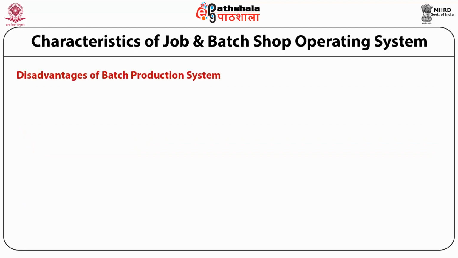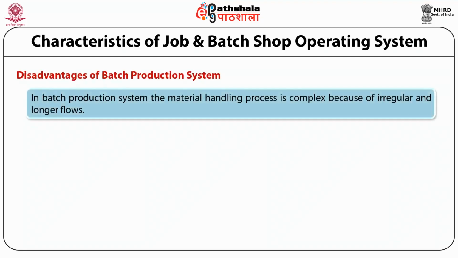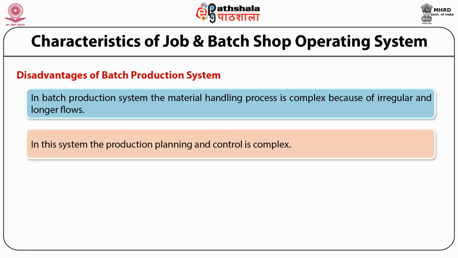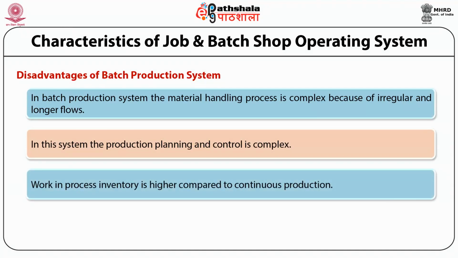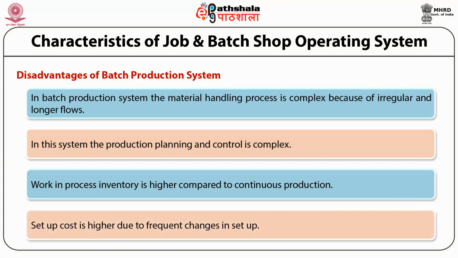Disadvantages of batch production system. In batch production system, the material handling process is complex because of irregular and longer flows. In this system, the production planning and control is complex. Work in process inventory is higher compared to the continuous production. Setup cost is higher due to frequent changes in the setup.